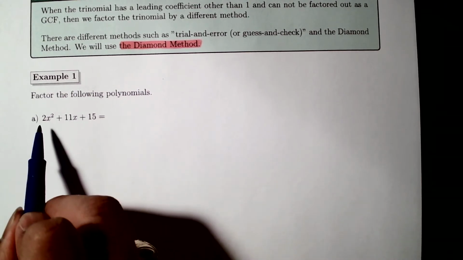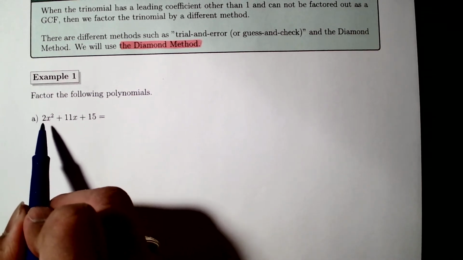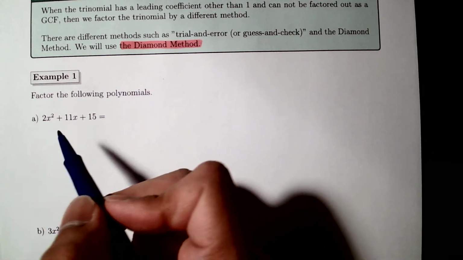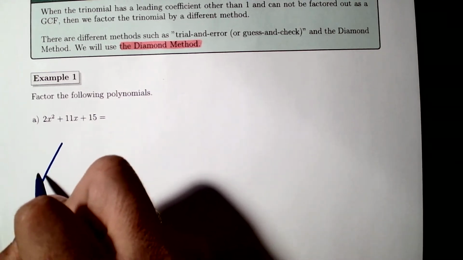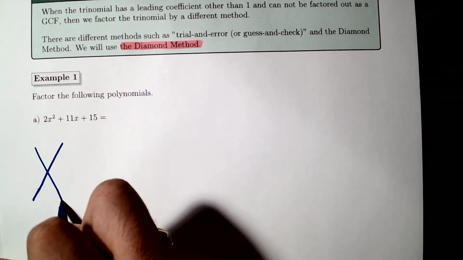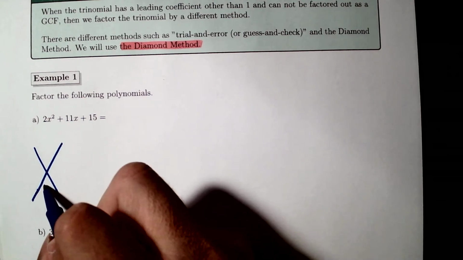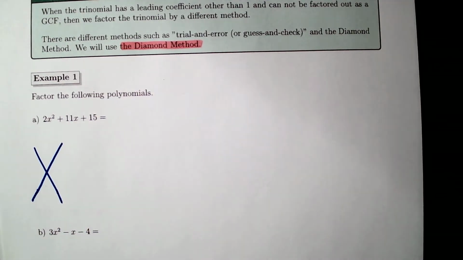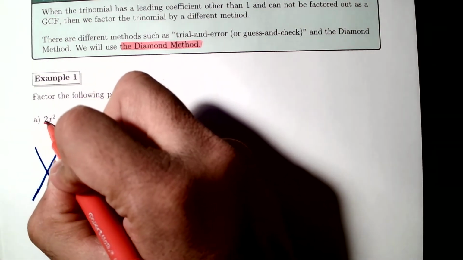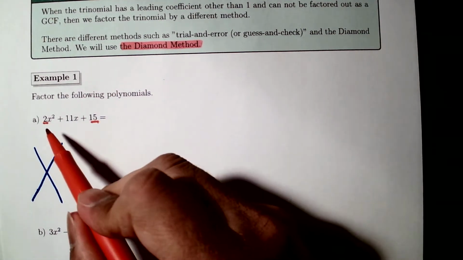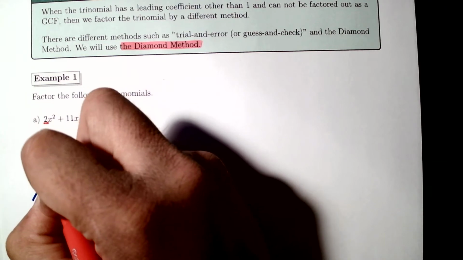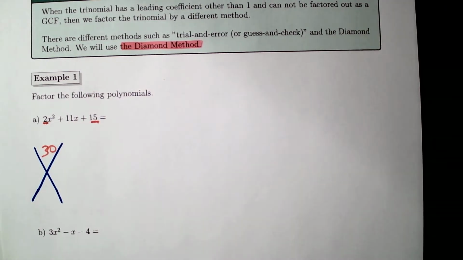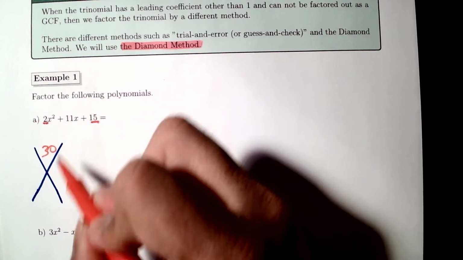So for example, look at this polynomial. If we try to factor out the GCF, well, for the numbers, there is no GCF. So what are we going to do? We are going to draw a diamond, literally like a diamond here, like an X. Sometimes they call it the X method or the diamond method. We are going to multiply the leading coefficient times the constant term, that is 2 times 15, and I'm going to put that over here at the top, that is a 30, and the middle coefficient, which is 11, I'm going to put it below.